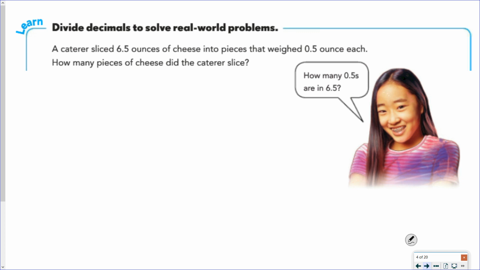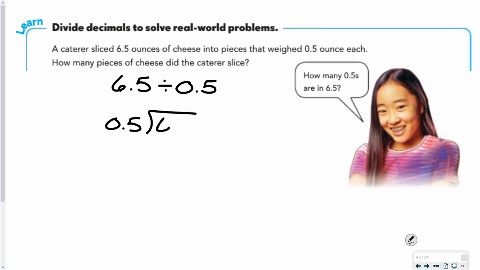In our second example here, a caterer sliced 6.5 ounces of cheese into pieces that weighed 0.5 ounces each. How many pieces of cheese did the caterer slice? Here we're taking a large item and breaking it down into smaller equal-sized pieces, and that tells us we need to divide. So we take what we start with and divide it by the size pieces that we want. Move the decimal point to the end of the divisor, and move the decimal point the same number of places in the dividend.